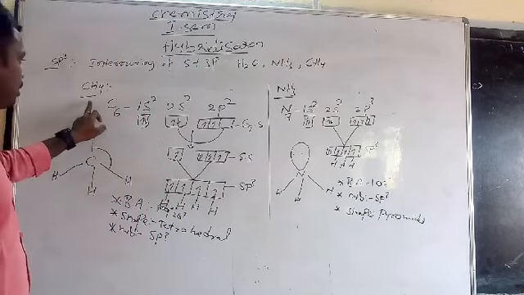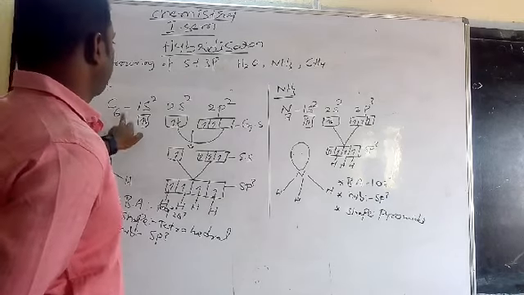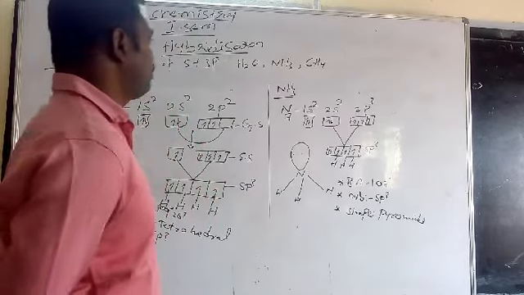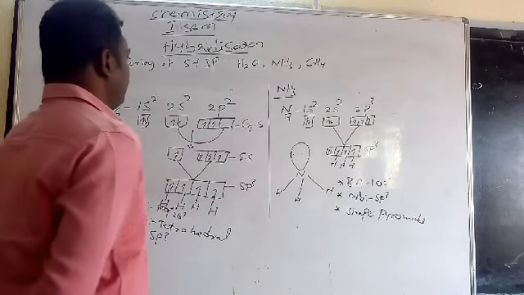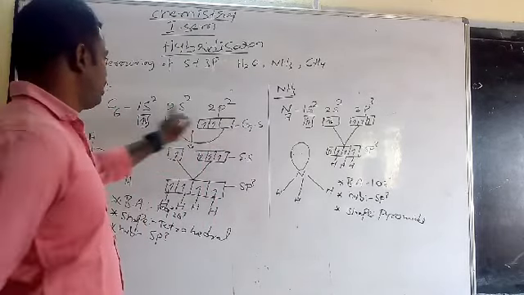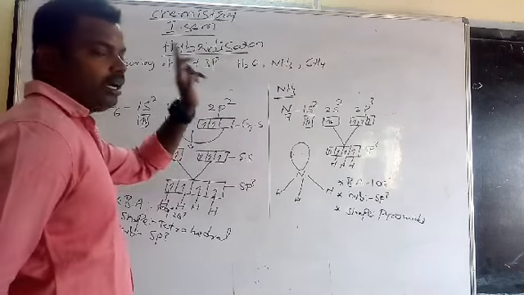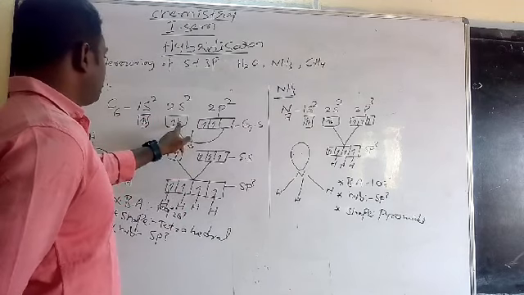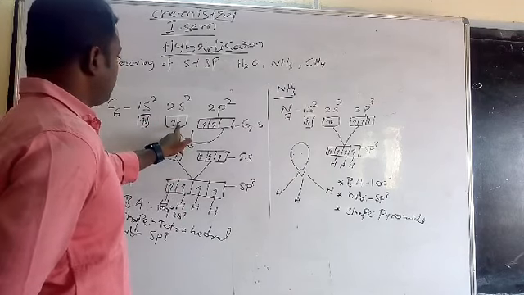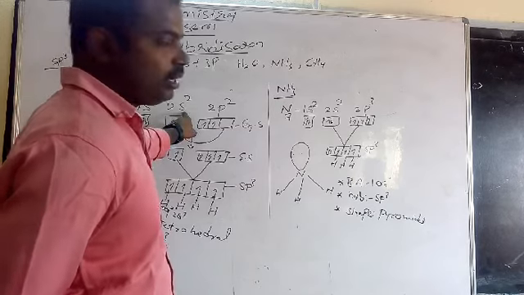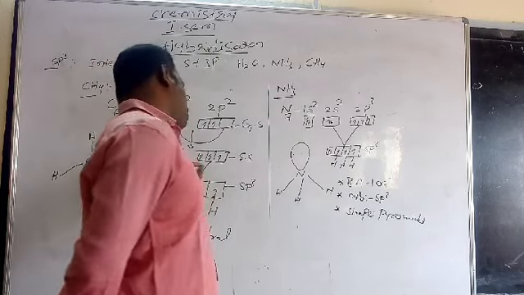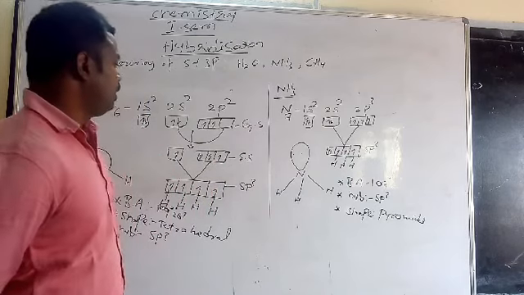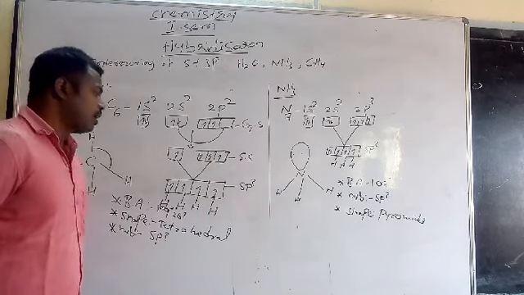In CH4, the center atom is carbon, atomic number 6: 1s2, 2s2, 2p2. Carbon requires 4 unpaired electrons for the formation of the CH4 molecule, but in the ground state electronic configuration of carbon, only 2 unpaired electrons are there. So it goes to the excited state. An electron jumps from the 2s orbital to the 2p orbital. So now 4 unpaired electrons form in the excited state of carbon.